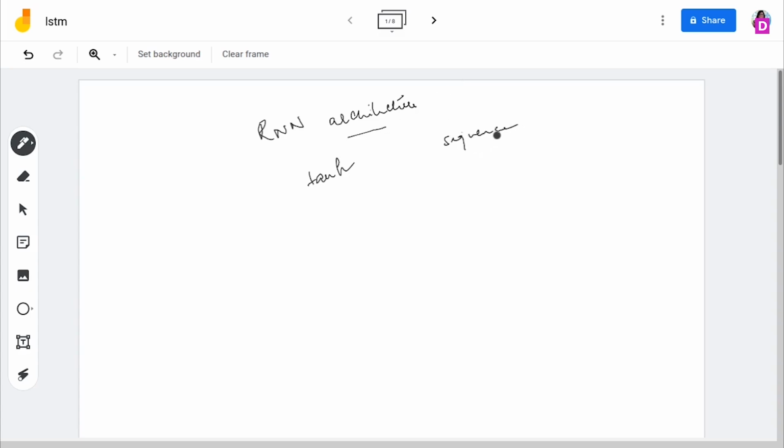Because it takes into account whatever has happened in the previous cells as well, and in each cell you will be feeding one by one each and every different token, right? So that was basically the whole thing about RNN architecture. So let us talk about the next architecture, which is LSTMs. So LSTM stands for long short term memory. So this is what LSTM stands for.